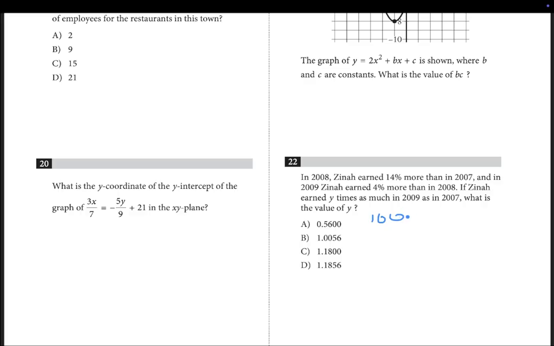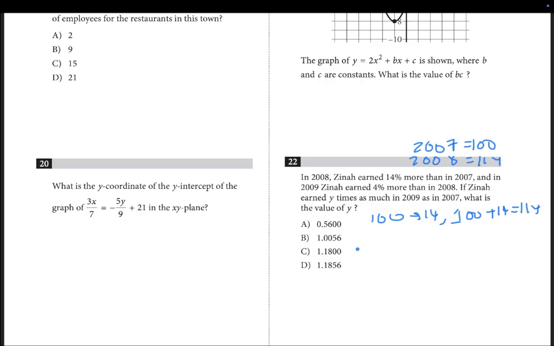So we're just going to do 14% more, 14 over 100 is just 14. So 100 plus 14 is equal to 114. So in 2007, let's just say she earned 100. In 2008, she earned 114. And now it says in 2009, Zyna earned 4% more than 2008.